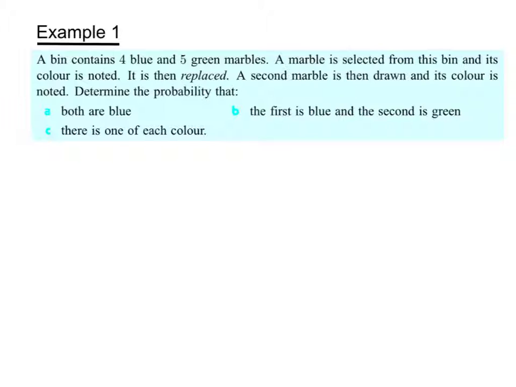In this case, we have a bin that contains 4 blue and 5 green marbles. A marble is selected from this bin and its color is noted. It is then replaced. A second marble is drawn and its color is noted. We want to determine the probability that both marbles are blue, the first is blue and the second is green, or that there is one of each color. We can draw a tree diagram to represent this experiment, and our first column will be marble 1, and our second column will be marble 2.